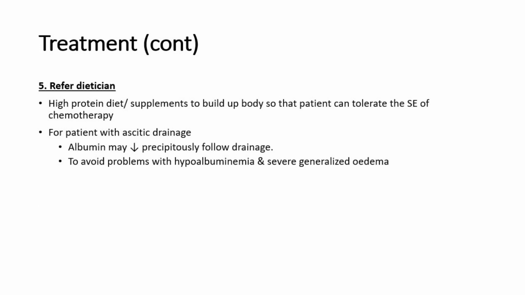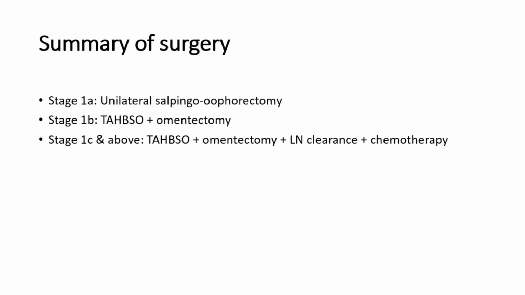This is the summary of the surgeries that can be done. For stage 1A, unilateral salpingo-oophorectomy. Stage 1B, TAHBSO plus omentectomy. Stage 1C and above, TAHBSO, omentectomy, lymph node clearance, and chemotherapy.